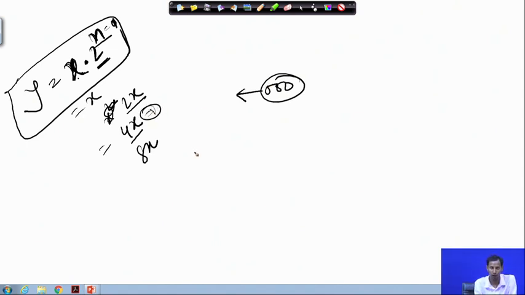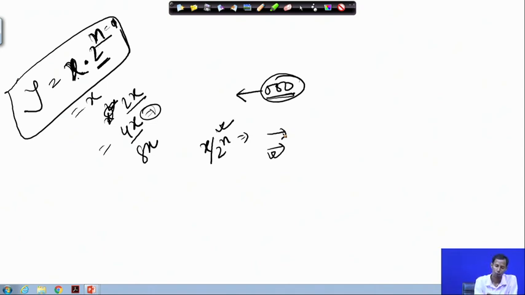Whenever we divide x by 2 to the power n, I am discarding the LSB positions, and whenever we multiply with 2 to the power n, I am adding zeros at the LSB positions. As these are binary weighted values, that is why we increase the value by putting extra zeros at the LSB position.